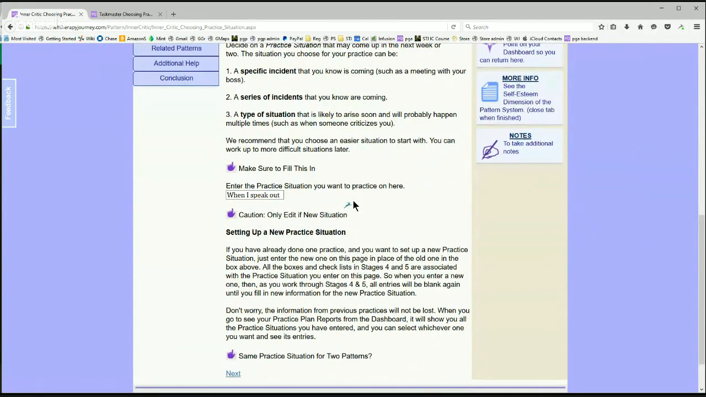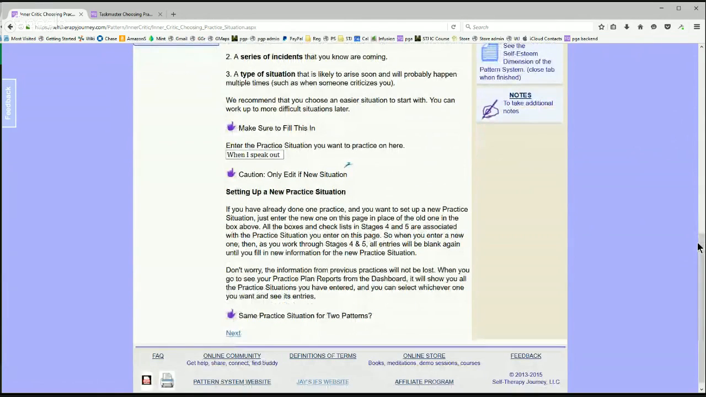And if you ever go back and change this practice situation, don't just change a spelling error, because anything you change in here will give you entirely new pages in stages 4 and 5. So everything from here on is relative to this practice situation. And if you wanted to, you could come back and choose a different practice situation and go through stage 4 and stage 5 again with the new situation.